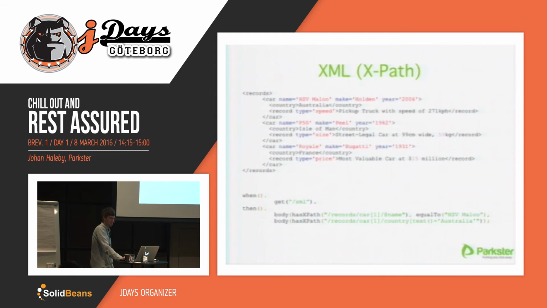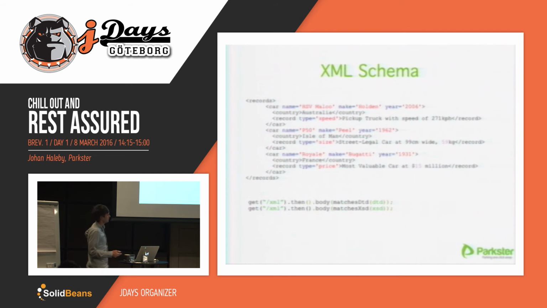Okay, so you saw how cool it was with all this JSON and XML parsing with GPath, or at least you imagine how cool it could be. But maybe you're more familiar with XPath. If so, you can use XPath instead, using the hasXPath Hamcrest matcher. Also, if you have an XML schema or a DTD, perhaps you just want to validate that the response conforms to this schema. That's also very simple. You just use these Hamcrest matchers, matchesDTD or matchesXSD. The DTD here can be a string, an input stream or a file. And it just works.